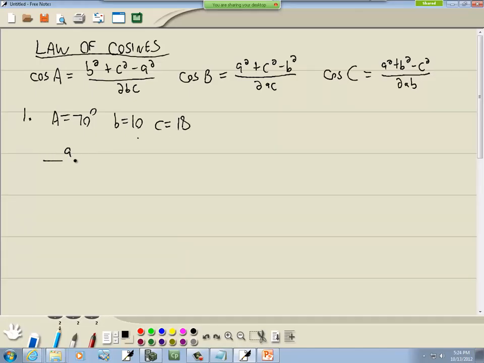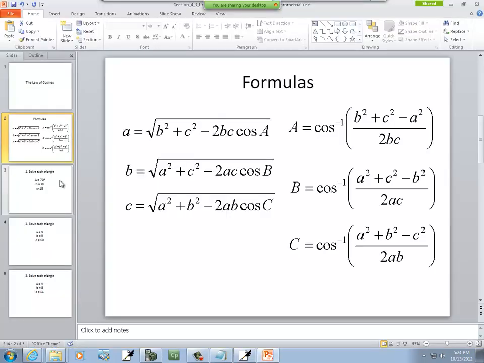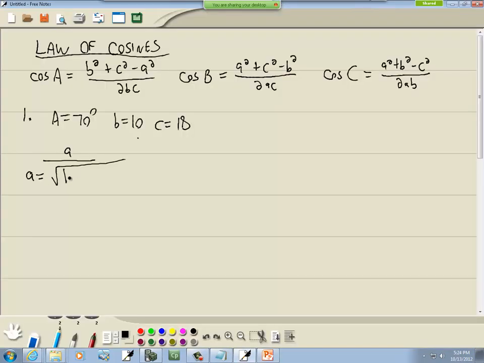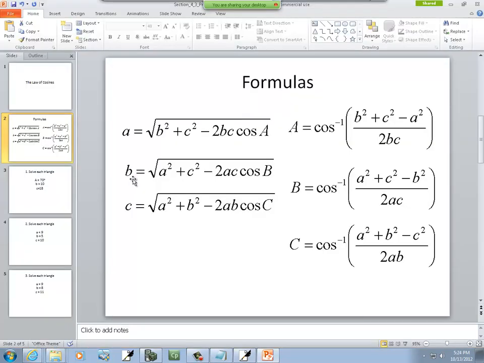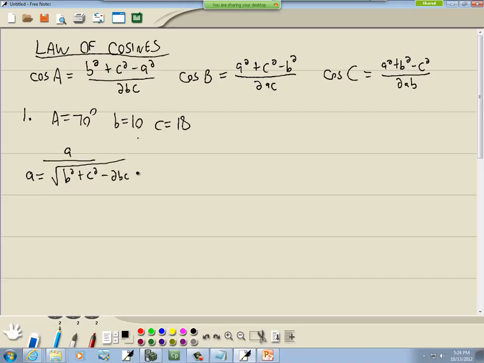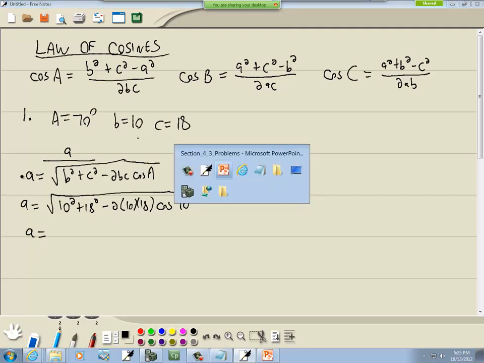So we can find side a using a is equal to the square root of b squared plus c squared minus 2bc cosine of angle A. So we have 10 squared plus 18 squared minus 2 times 10 times 18 times cosine of 70 degrees. Okay, so let's plug that into the calculator.